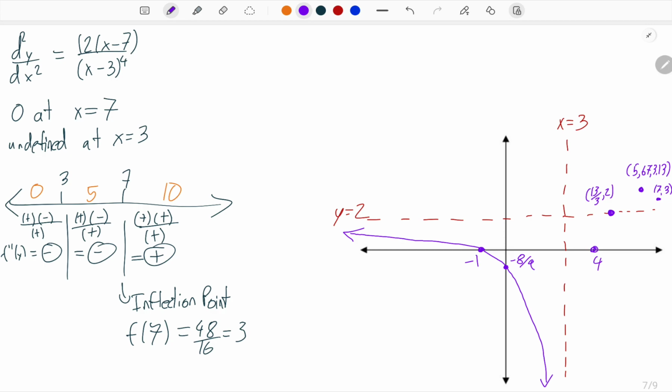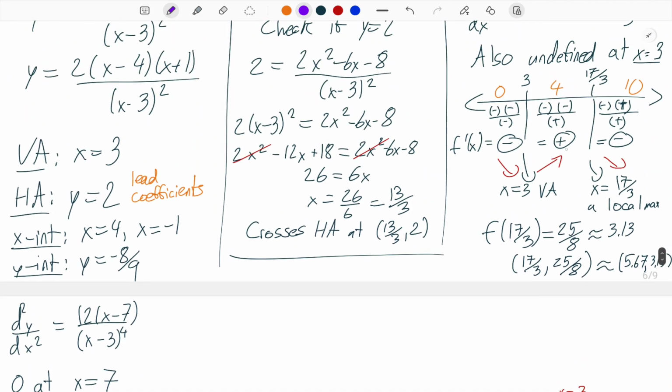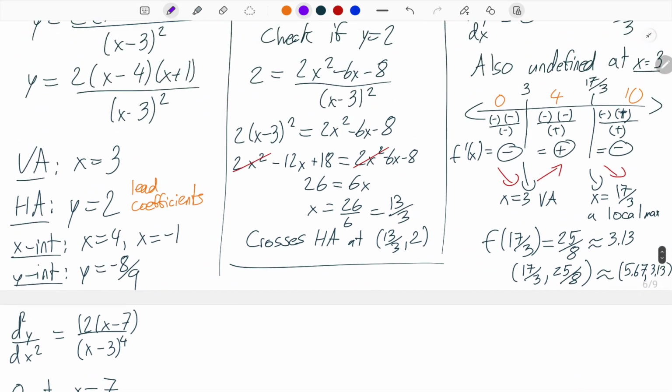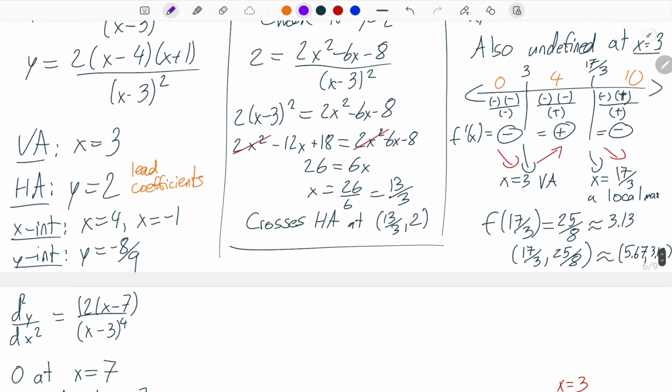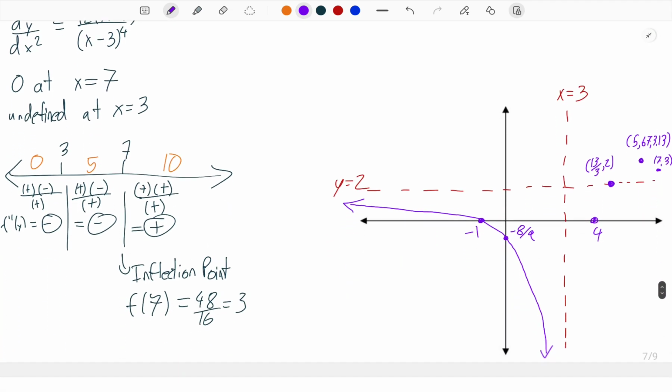Then on the right-hand side, we are increasing, taking a look at our interval up here. So we're going up from 3 until we hit that local maximum. And as well, this whole time, we're going to be concave down. So we're curving, our slope is becoming less and less and less and less.